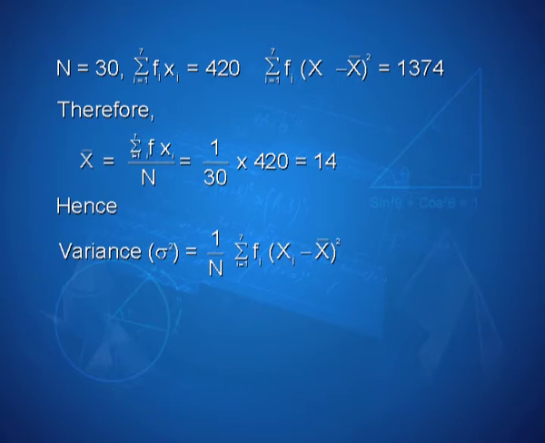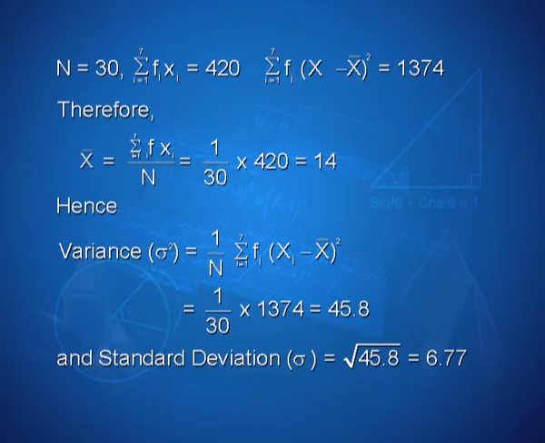Hence, variance sigma square can be calculated as 1 upon n into summation i varying from 1 to 7 fi into xi minus x bar the whole square. This gives us 1 upon 30 into 1374, that gives 45.8, and standard deviation sigma is equal to the positive square root of 45.8, that gives us 6.77.